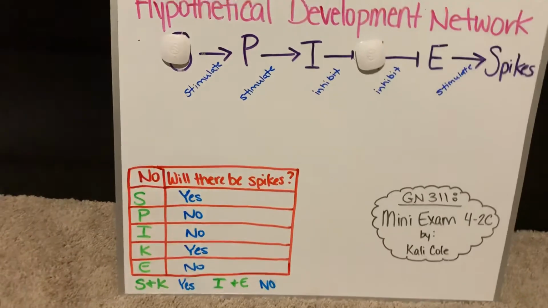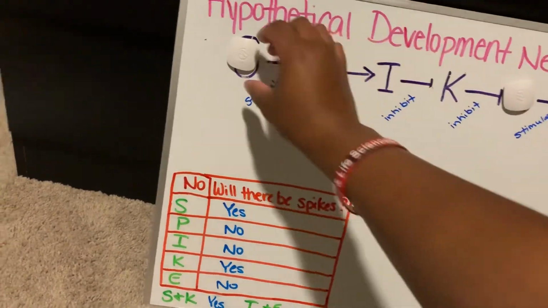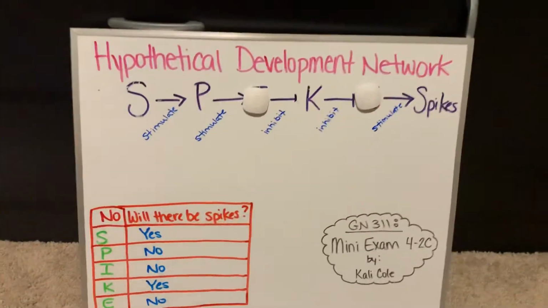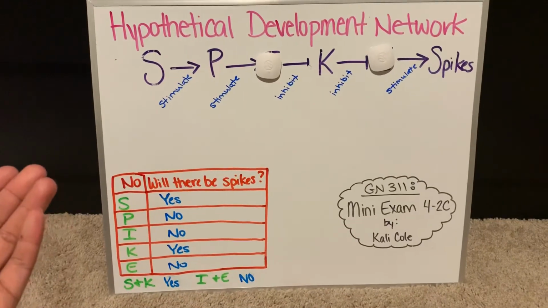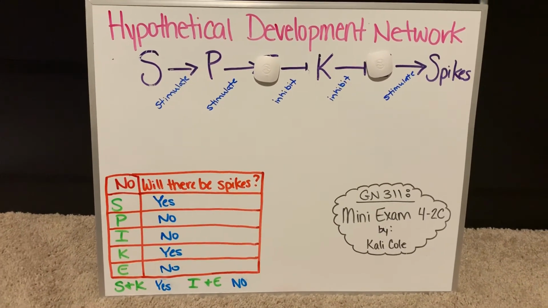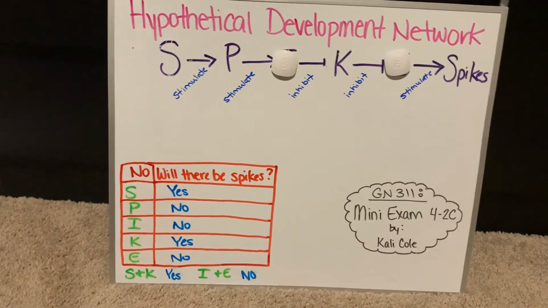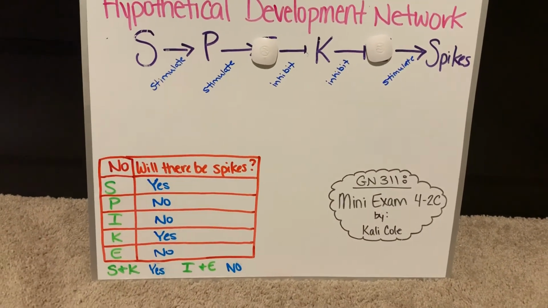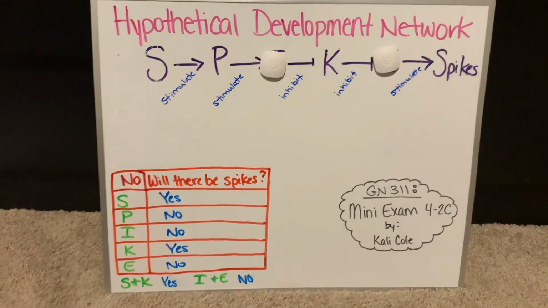And the next one is I and E. So E is our initial stimulant. Without it, spikes don't grow, and I is there to protect E from the K inhibitor. So if you remove both of those, there would be no spikes. There could be no growth.